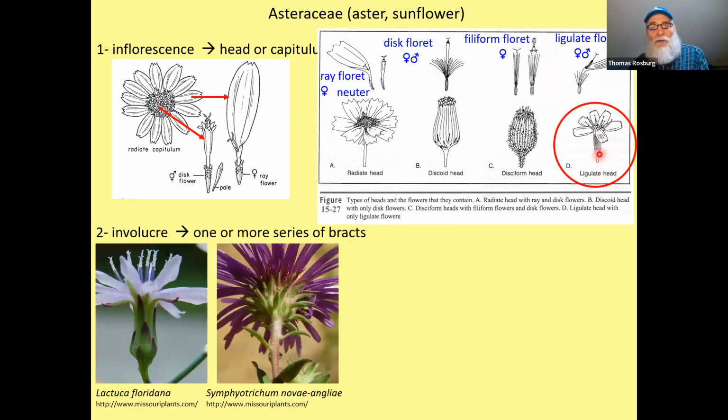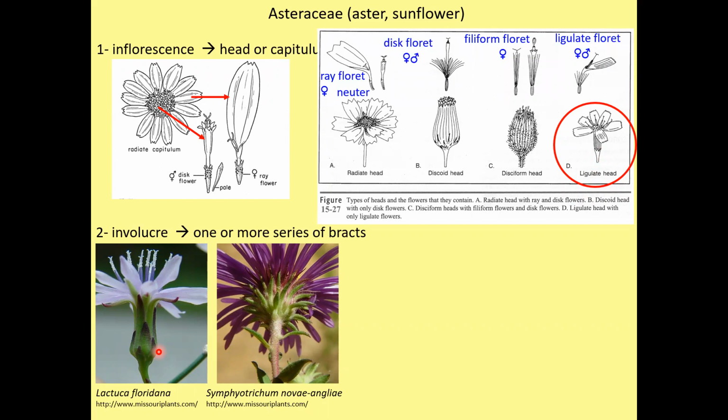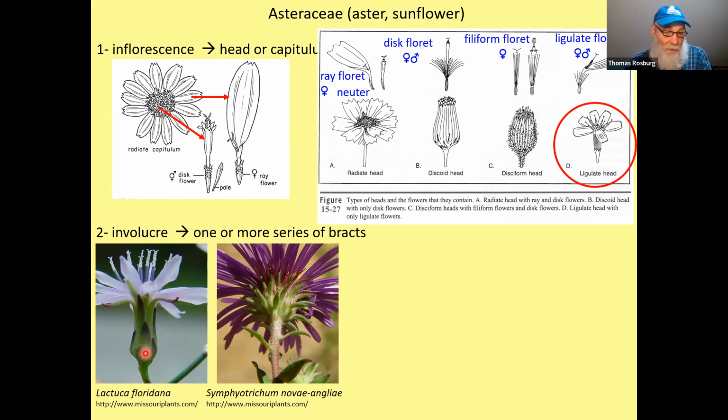Another thing that's very important in the Asteraceae is this thing called the involucre. The involucre is a series of greenish, sometimes somewhat colored bracts, or a bract is basically a very, very reduced modified leaf. And there's a whole bunch of these bracts usually present in this structure called an involucre that sits right below, in this case, the ligulate flowers.